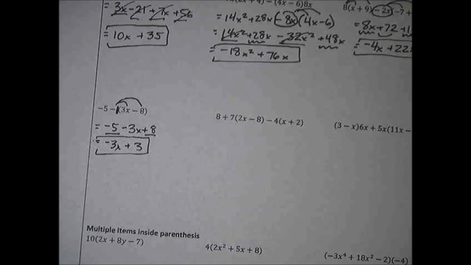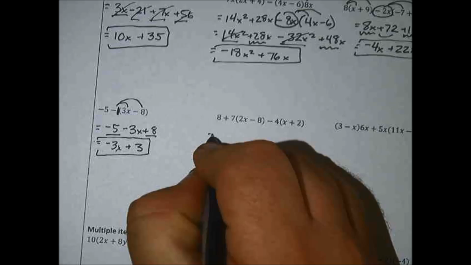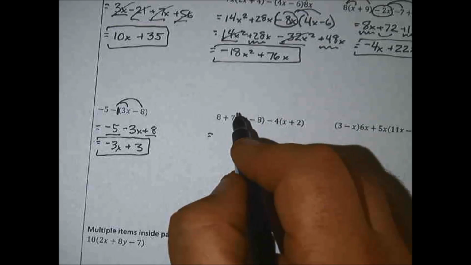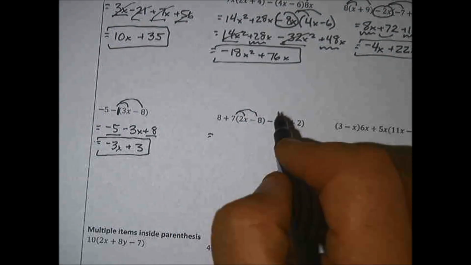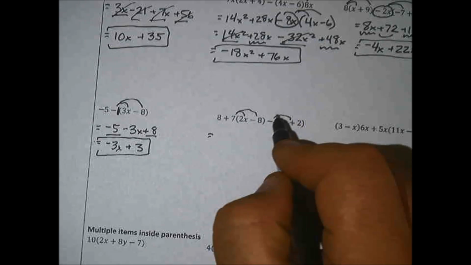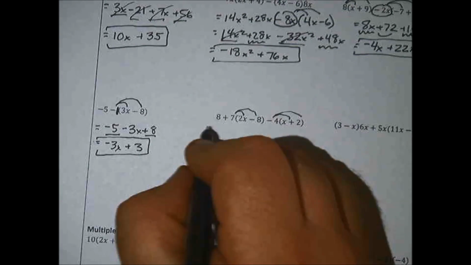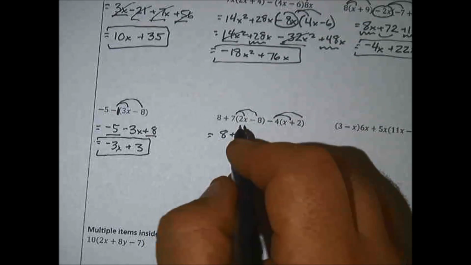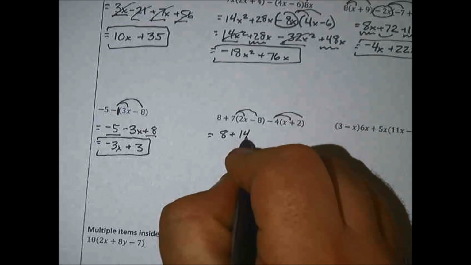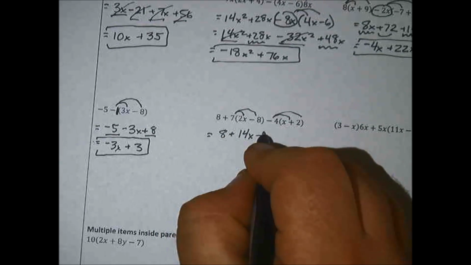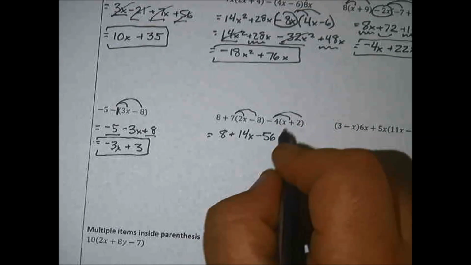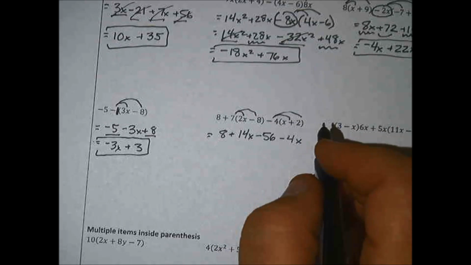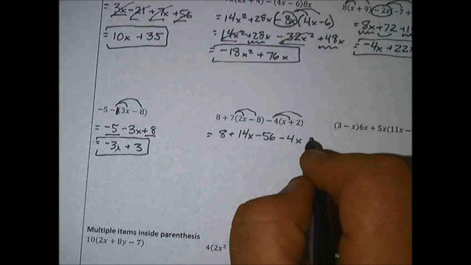Alright, now the next one I have the same thing going on with a number out in front. Remember, order of operations says I cannot add these right away. And especially with distributive property being the name of the game, I'm going to have to distribute before I combine like terms. So we'll leave that 8 plus out there. 7 times 2 is 14x. 7 times -8 is -56. -4 times x is -4x. -4 times 2 is -8.